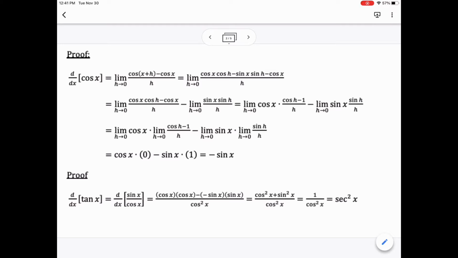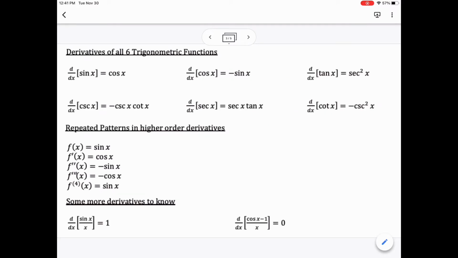For the derivative of tangent, I just use the quotient rule since I already have the derivatives of sine and cosine at my disposal. And then using some other trig identities, I can show that it's secant squared. Now this next slide is the one you really want to copy all this stuff down. So I have all 6 trig functions and their derivatives.